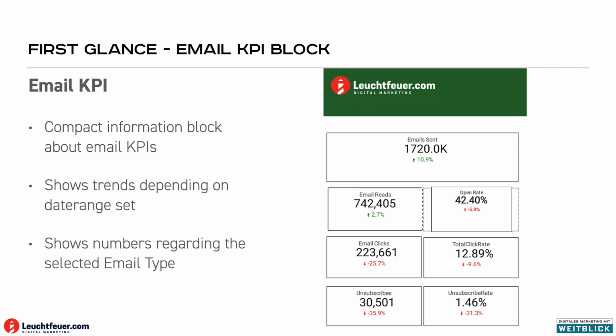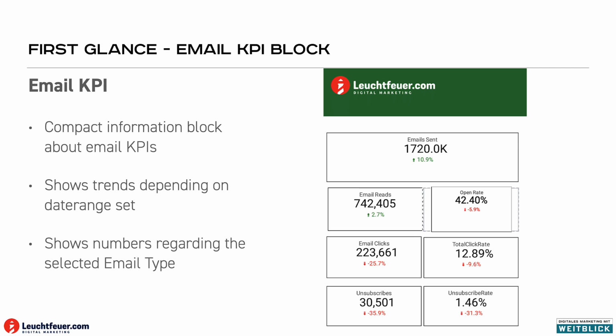It's pretty compact information. It shows trends depending on the date range set, which is also a pretty cool vanilla feature that Looker Studio offers. For example, below the email sent, you see a green 10.9%, and that is compared to the date range we're actually looking at. We looked at, I'd say, the last month, and it will automatically compare the data from last month to the month prior and show you a trend, which is also a pretty cool feature, especially if you look at long date ranges. For example, the last year, you can compare it to the year before that, at least if you have the data still.